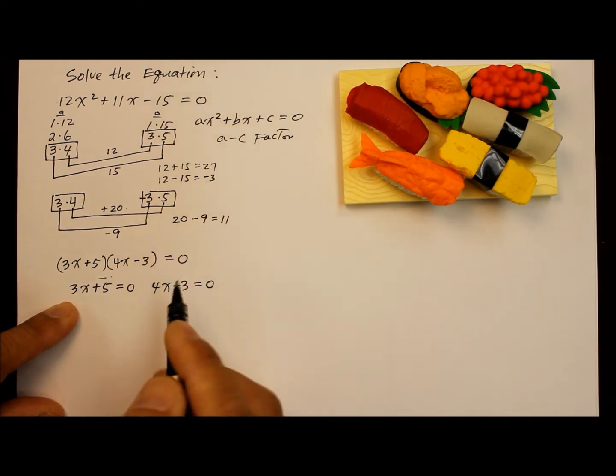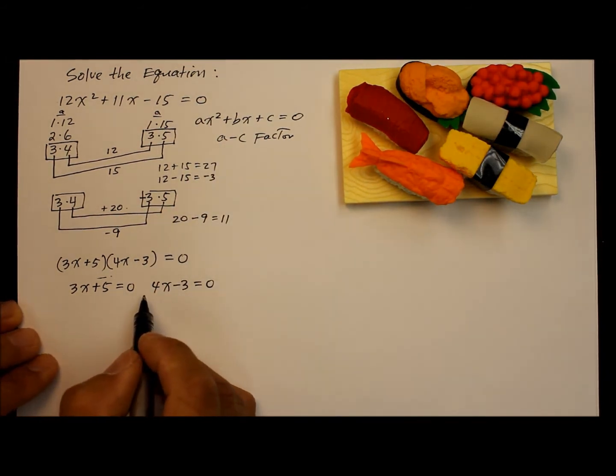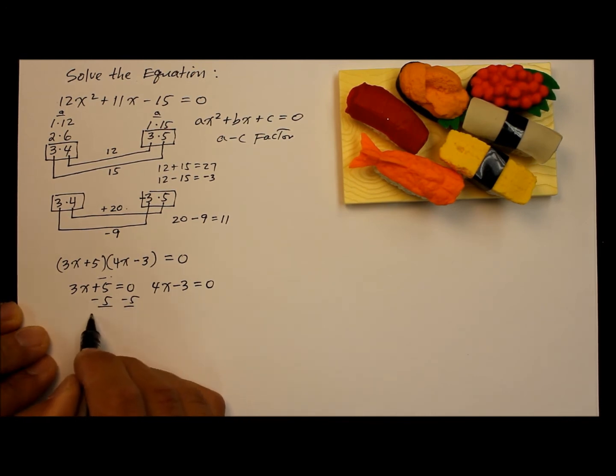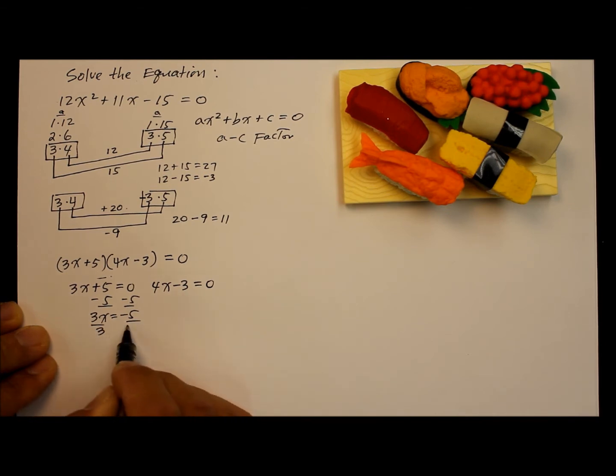And that's where you'll find the x-intercepts if you were to draw the parabola. So we subtract 5 from both sides of the equation. We get 3x is equal to negative 5. Divide both sides by 3. So one of the solutions of this quadratic equation is negative 5 over 3.